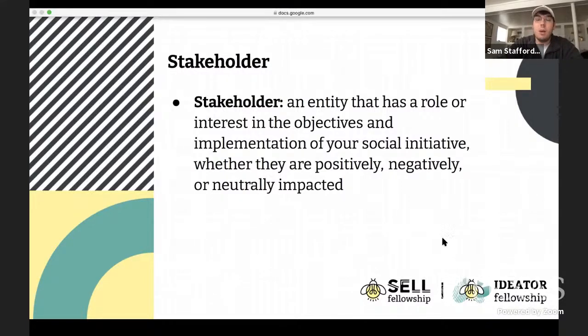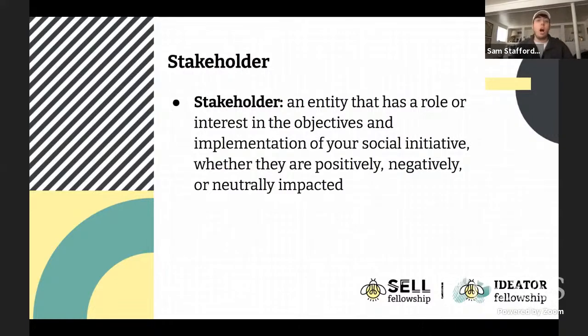So let's use a TOMS example for a minute. TOMS, their direct beneficiary would be the people who are being given the shoes, right? They're the people that are receiving the shoes in the developing countries, whereas a stakeholder for TOMS would be a person in the US buying the shoes. They're not necessarily the direct beneficiary, but they are a stakeholder because they are what makes the grease of the engine run. Does that make sense?